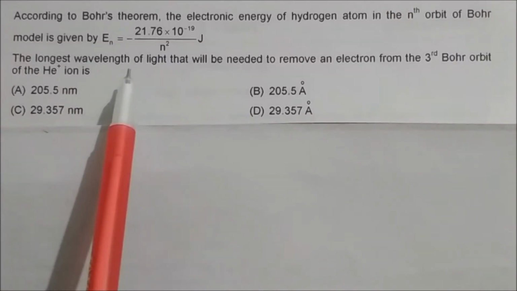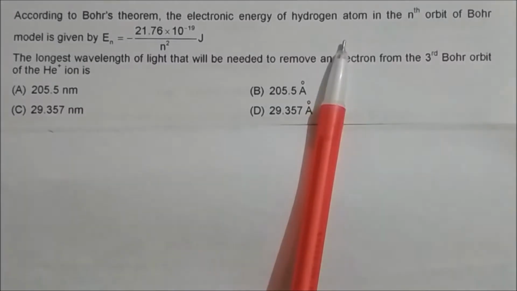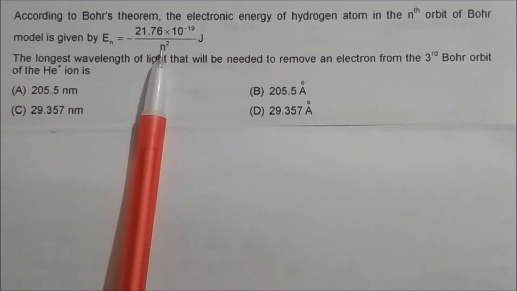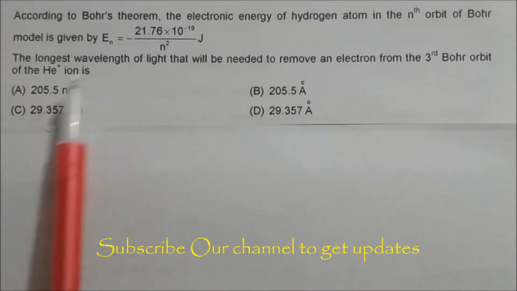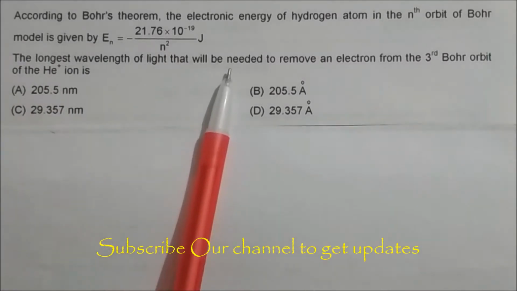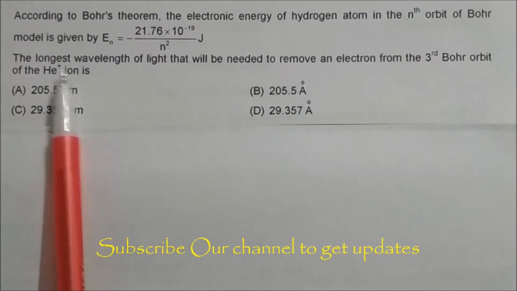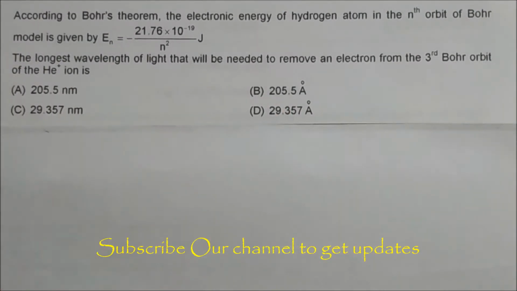According to Bohr's theorem, the electronic energy of the hydrogen atom in the nth orbit of the Bohr model is given by a certain value. The question is: what is the longest wavelength of light that will be needed to remove an electron from the third Bohr orbit of the He+ ion? So we use this formula.